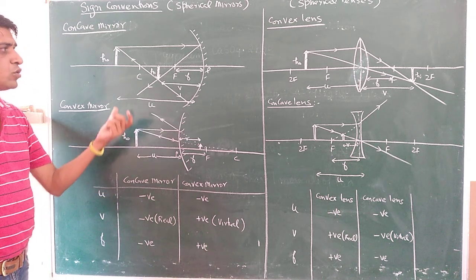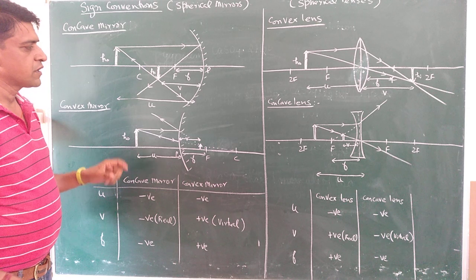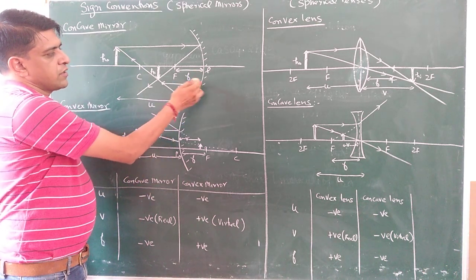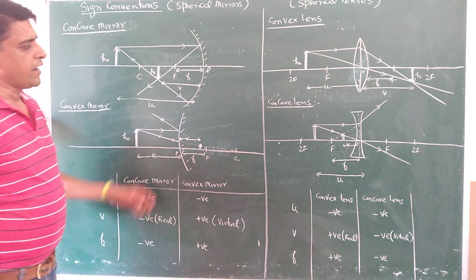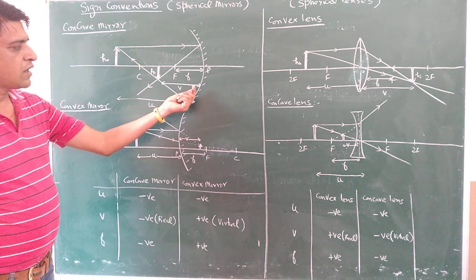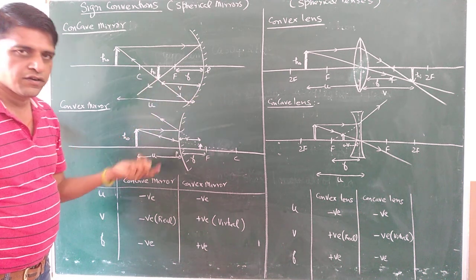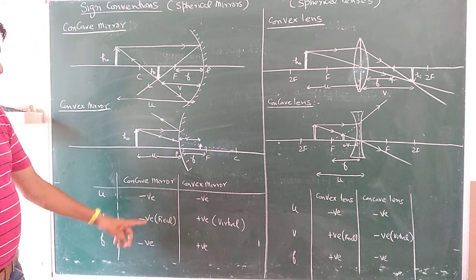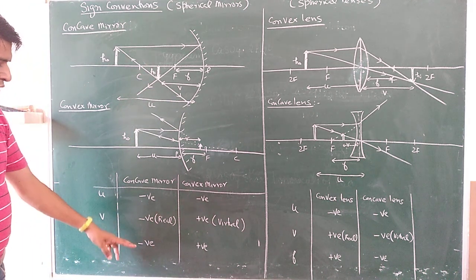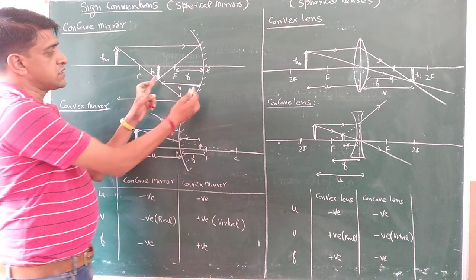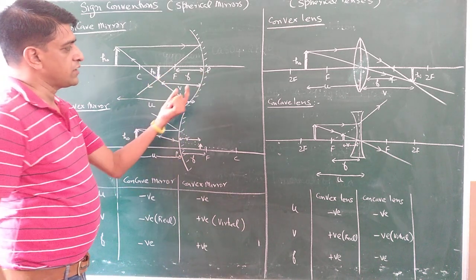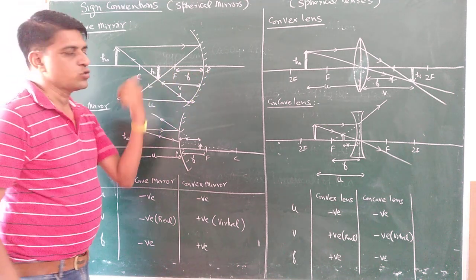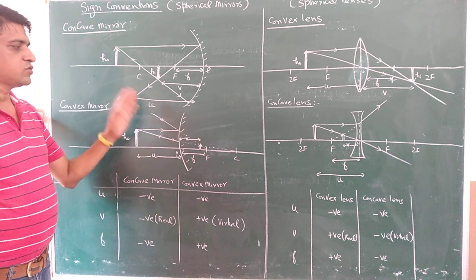Now come to image distance. While measuring the image distance, we also have to move from pole to image, and it is the opposite direction to the incident ray. That's why the v is also negative in case of concave mirror. Now come to focal length. Distance between P and F is the focal length, and while measuring, again you have to move from P to F in the opposite direction of the incident ray. That's why it is also negative.